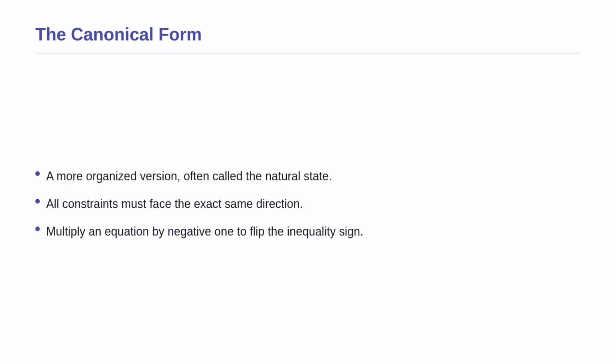Moving on from the general form, we have the canonical form. This is a more organized version, often called the natural state of a problem. If you want to maximize profit, your resources naturally have an upper limit, so all constraints should be less than or equal to. If minimizing cost, you have minimum requirements, so constraints should be greater than or equal to. In canonical form, every constraint must face the exact same direction. If one faces the wrong way, we simply multiply the entire equation by -1 to flip the sign.